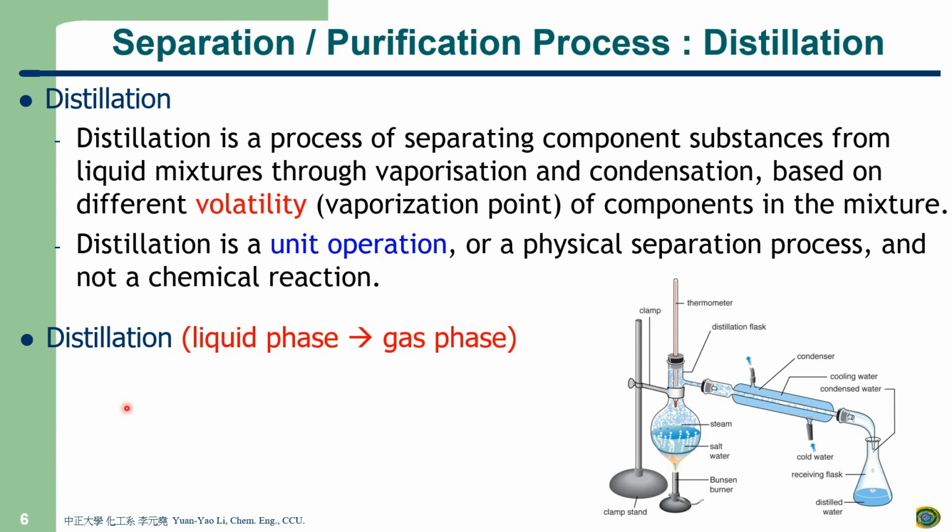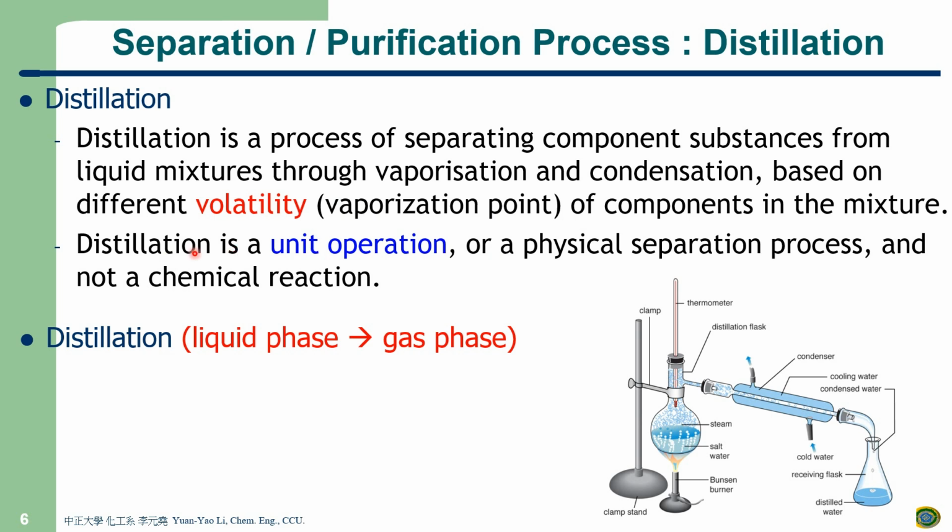We learned this in chapter 4. So distillation, the definition of distillation is a process of separating components, substances, from liquid mixtures by vaporization and condensation based on the different volatilities. What is the volatility? How easy this material can be vaporized. So it's the evaporation point of the components in the mixture.